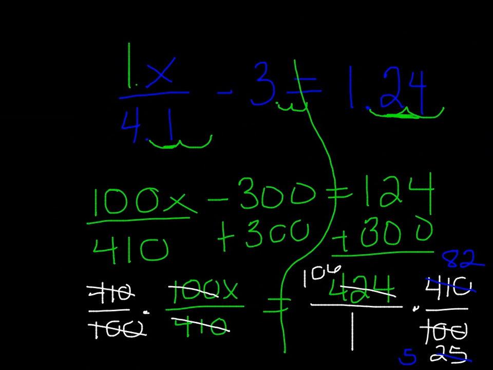But again, the whole point here is, remember, whenever you move the decimal over, you have to move it over the same number of places. So because this one had 2, we moved it over 2 everywhere, including with the x. So the 1 became 100, and the 4.1 became 410 by moving it over, and the 3 became 300, the 1.24 became 124. So that's how you do it.